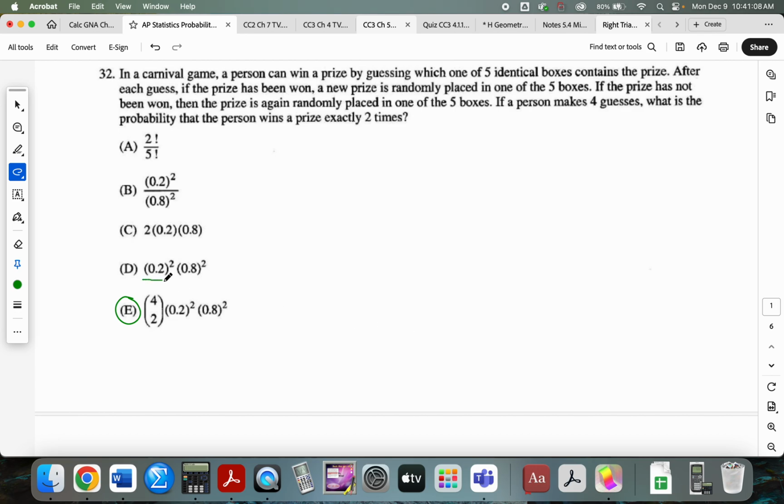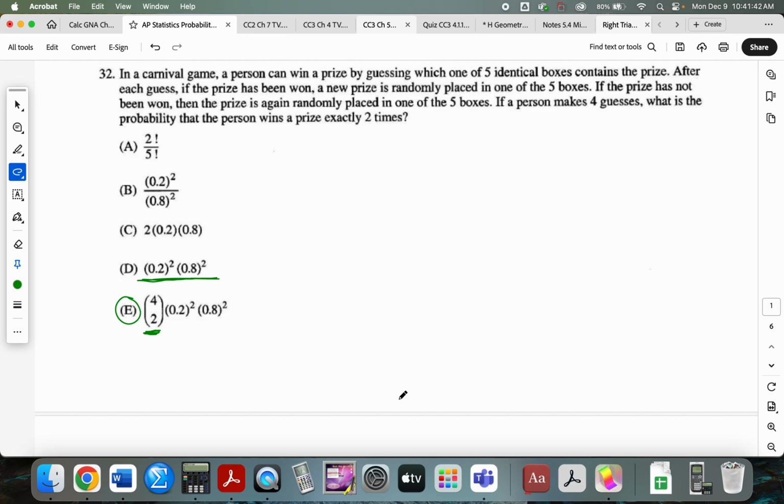All right, so that's D. But you haven't taken into account that there's more than one way to get 2 wins. It could be the first and the second, it could be the first and the third, it could be the first and the fourth, it could be the second and the third, it could be the second and the fourth, it could be the third and the fourth. There's lots of different ways. So what this does, this is combinations. 4 choose 2. Yeah, that tells you how many combinations we have.